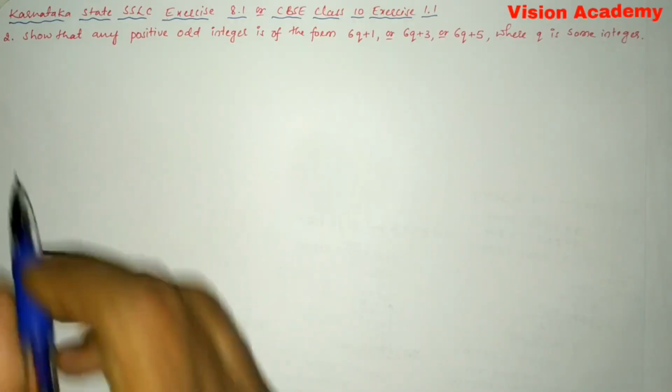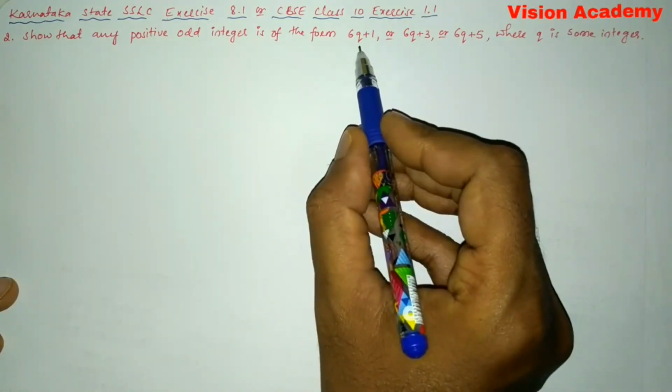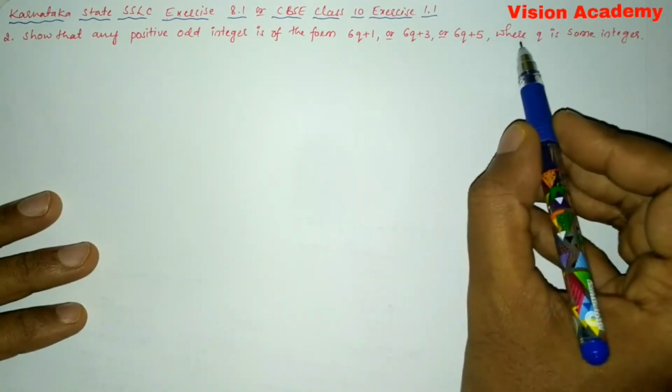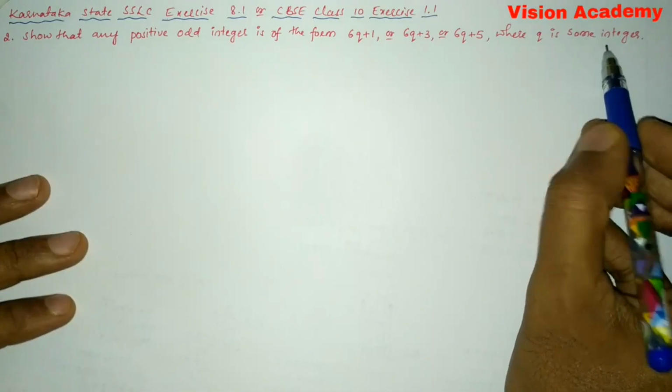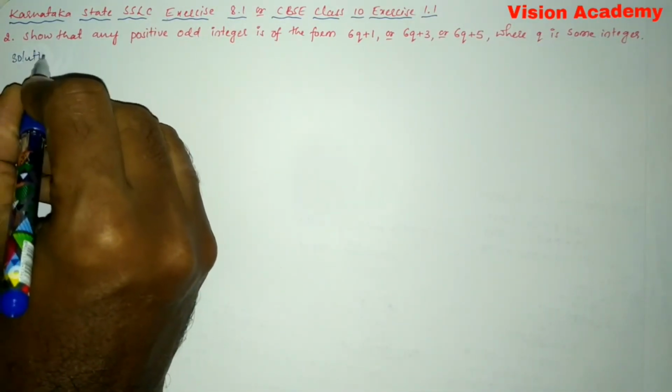Question number 2. Show that any positive odd integer is of the form 6q plus 1 or 6q plus 3 or 6q plus 5, where q is some integer. Now let us find the solution for the given problem.